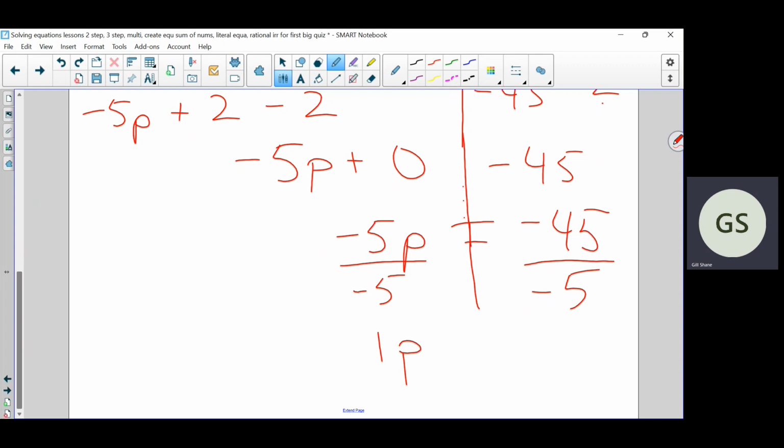So that's 1p equals, negative divided by a negative is positive. What is 1 times p? What is any number times 1? Any number times 1 is what?